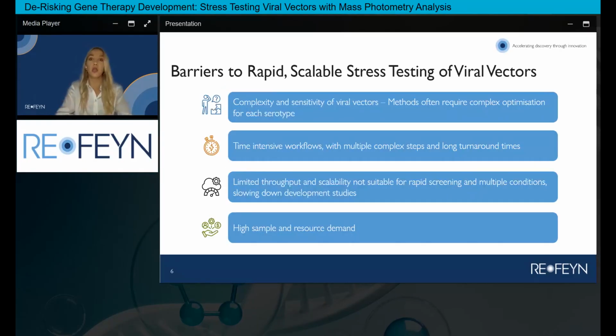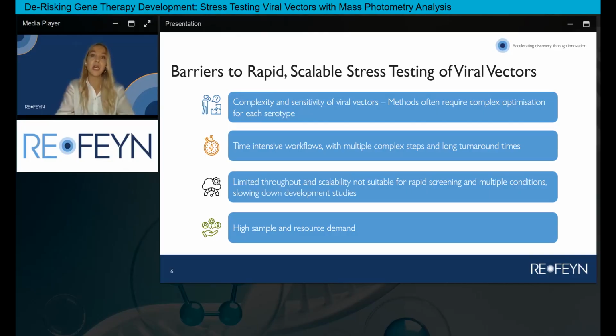Once we move into viral vectors, stress testing becomes much more challenging because, unlike other biomolecules, viral vectors are very complex biological systems, and we know that each viral vector behaves differently. LVVs are inherently different to AAVs, and even within AAVs, each serotype behaves differently. They do have different melting points, just as one of the characteristics. So the methods need to be very, very carefully optimized.